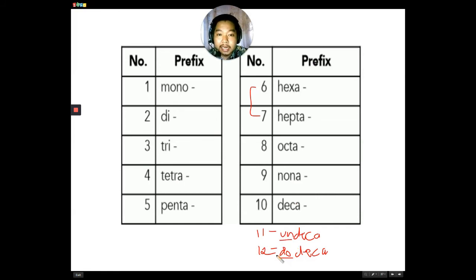So, paano pag 13? So, we go back to the prefix of 3. So, this becomes trideca. Kapag 14, tetradeca, pentadeca, hexadeca, and so on and so forth. So, easy to remember, right? And you have your internet at home. So, andali lang nito.